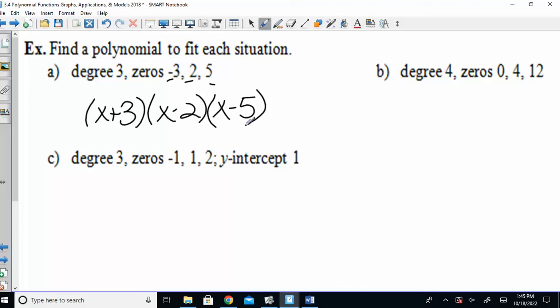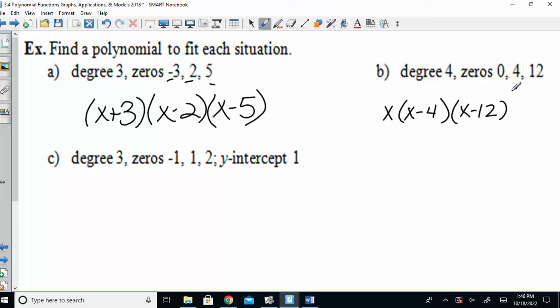Degree is 4. So I would expect 4 zeros. How many did I give you? 3. So what we can do is add a multiplicity to one of these. I didn't tell you which one, so there's several different polynomials that would work in this situation. If 0 is a 0, what do we put in our polynomial? Just an x, or x minus 0, or x plus 0. It's all the same. If 4 is a 0, that would be x minus 4. If 12 is a 0, that's x minus 12.